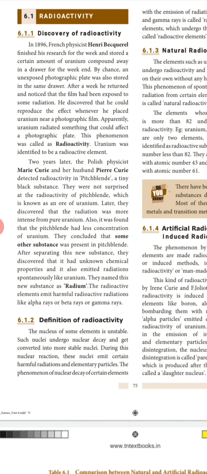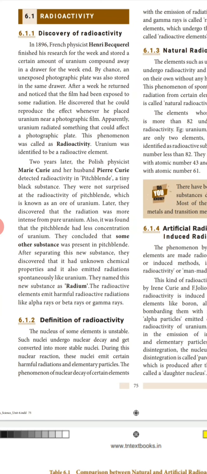Is it clear, children? Let me explain once again how they discovered it, listen. First, Henri Becquerel in 1896: he took a uranium compound and placed it in his drawer for a week. Unknowingly there was a photographic plate in the drawer already. After a week he saw that some radiations were emitted when the uranium was exposed to this photographic plate. So the name of this phenomenon is radioactivity. Who discovered that uranium is a radioactive element? Henri Becquerel.